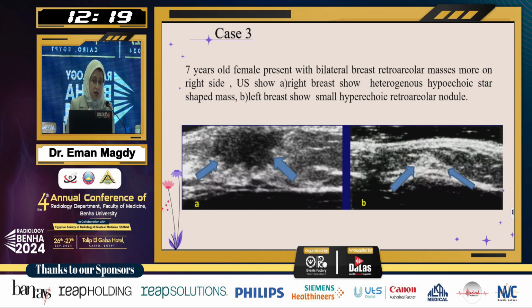Case 3. A 7-year-old female presented with bilateral breast retroareolar masses, more on the right side. Ultrasound shows the right breast with a heterogeneous hypoechoic star-shaped mass. The left breast shows a small hyperechoic retroareolar nodule. The right side shows a regular heterogeneous mass, and the left shows an echogenic nodule. We can't judge whether this image is normal or pathology until we know 2 terms. What is thelarche? What is Tanner staging of breast development?